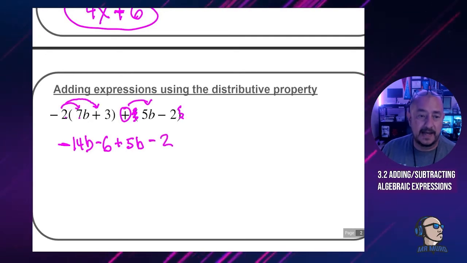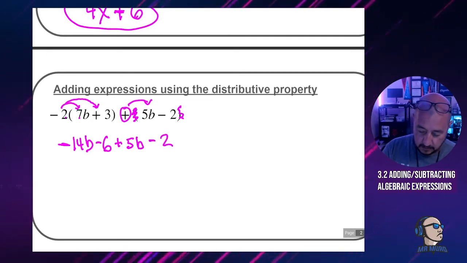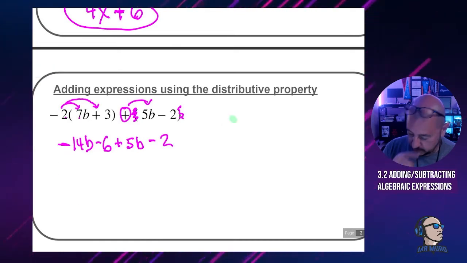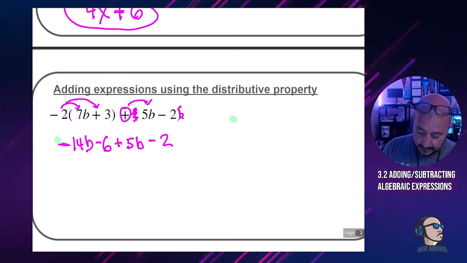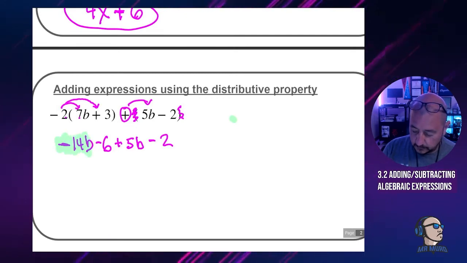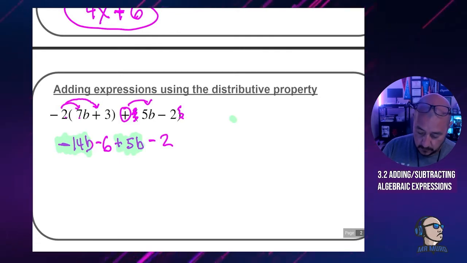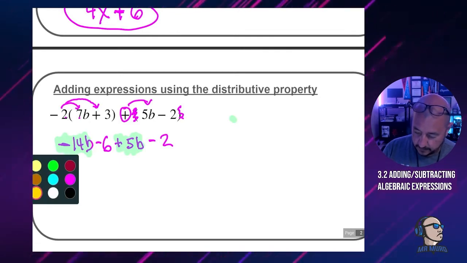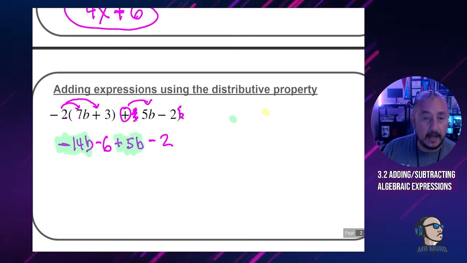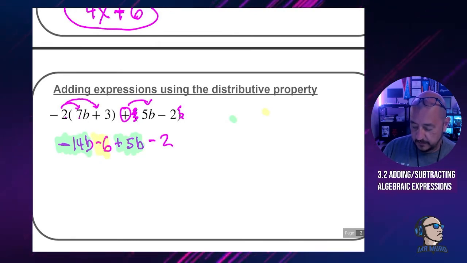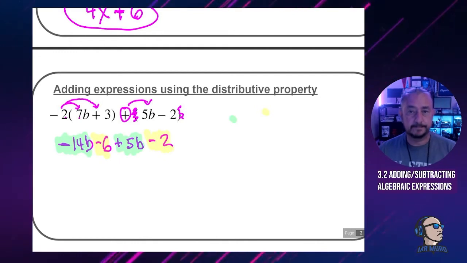Now that we have that, we have to combine our like terms. So I'm going to use my highlighters again, and I'm looking for things I can combine. I got negative 14b and a positive 5b. I can combine those. Then I'm looking for another set of terms. I see that I got a negative 6, which is a constant, and another constant of negative 2. I can combine those.